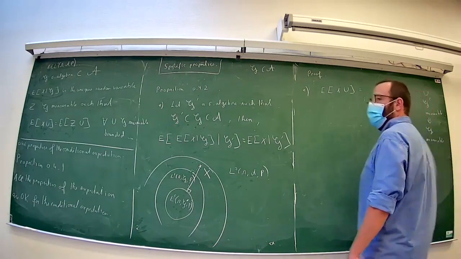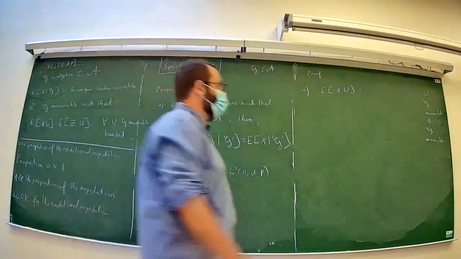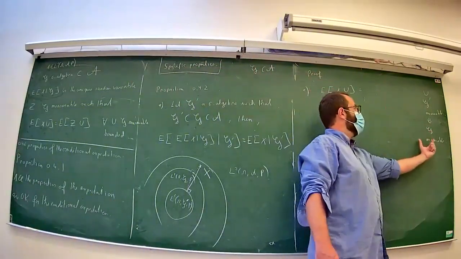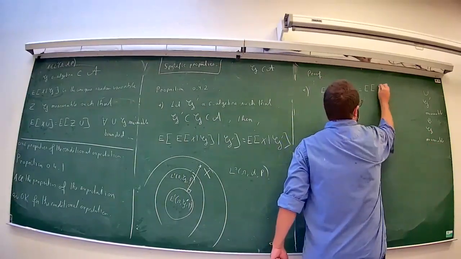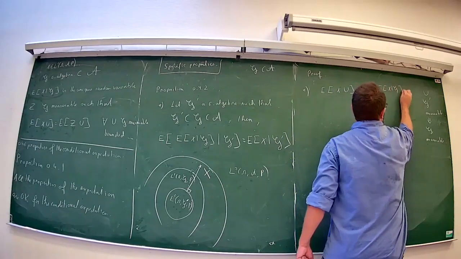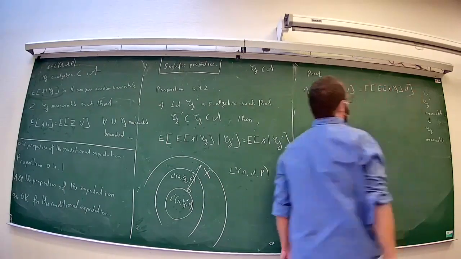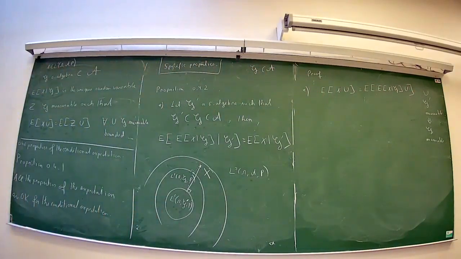So, using the definition of the conditional expectation of X given G, since U is G measurable and bounded, I have this. I have this one. I repeat, by the fact that U is G prime measurable and bounded, so G measurable, I use the definition of the conditional expectation. Okay?